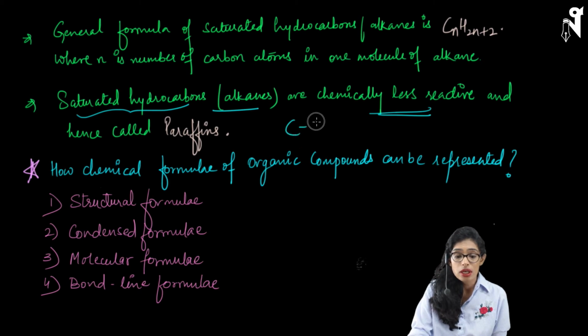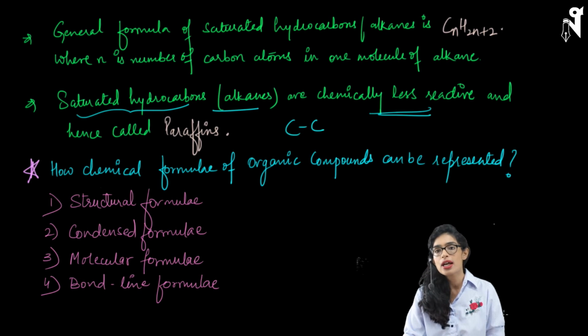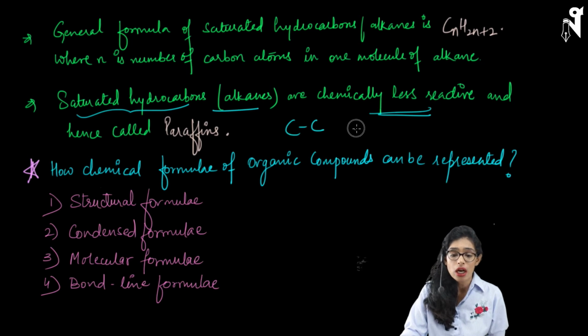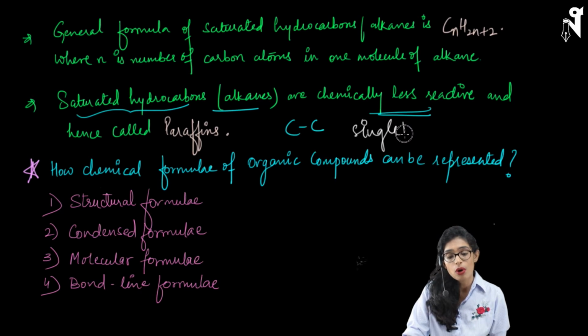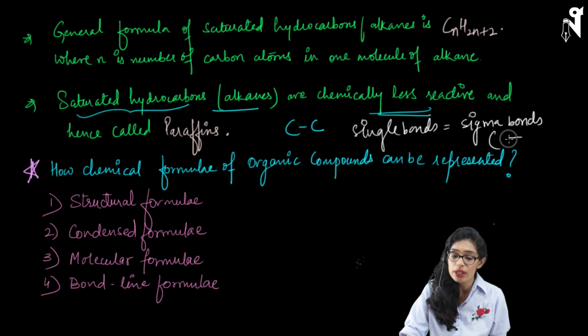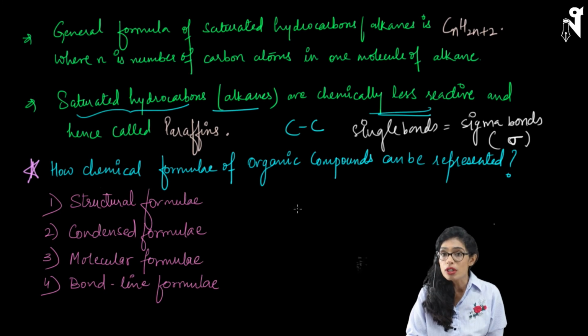Single bonds also have a specific name, which definitely won't be mentioned in your NCERTs or in the 10th grade syllabus, but it is good to know. Single bonds are called sigma bonds. Sigma bonds. And the representation of a sigma bond is like this. This is how single bonds or sigma bonds are represented, and sigma bonds are quite strong bonds.